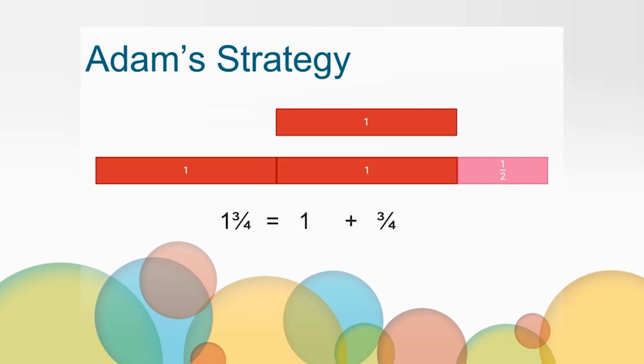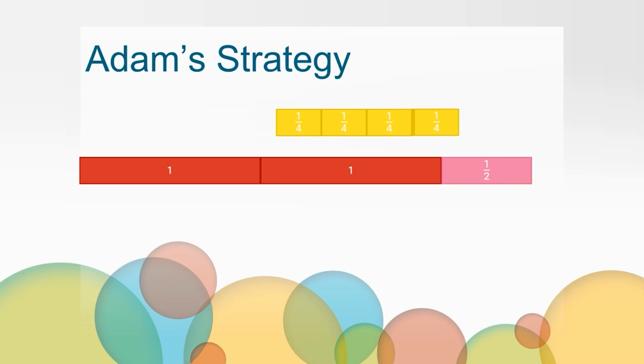Well, he remembered that 4/4 is the same as 1 whole. So he decided to change the 1 whole into 4/4. Now that Adam has 4/4, he can take away 3 of those fourths. Then Adam has to count how much he has left. He can easily see the 2 1/2, so he adds the 1/4 to the 2 1/2. In order to find the total, he exchanges 1/2 for 2/4 and then adds up all the fourths.